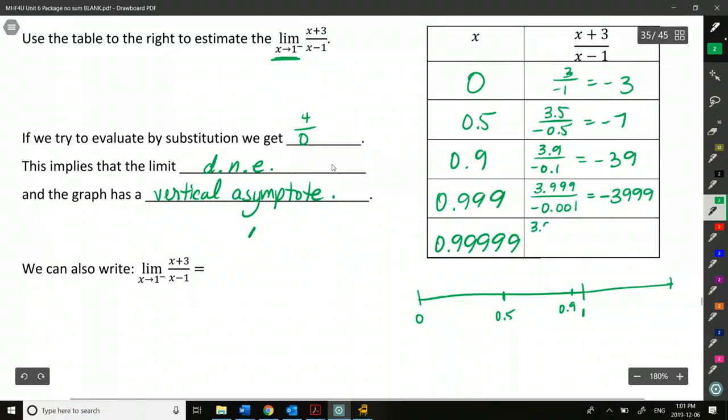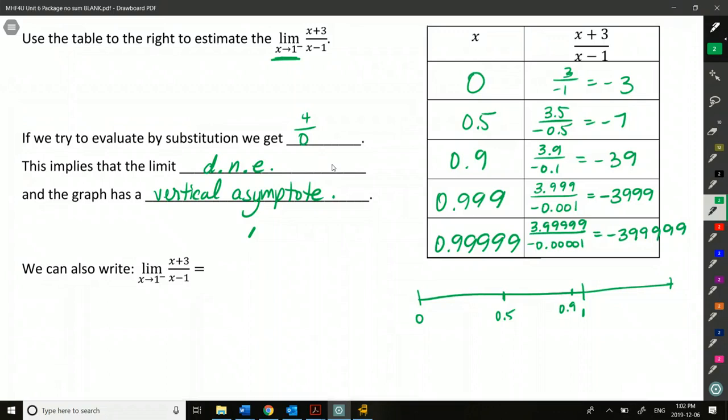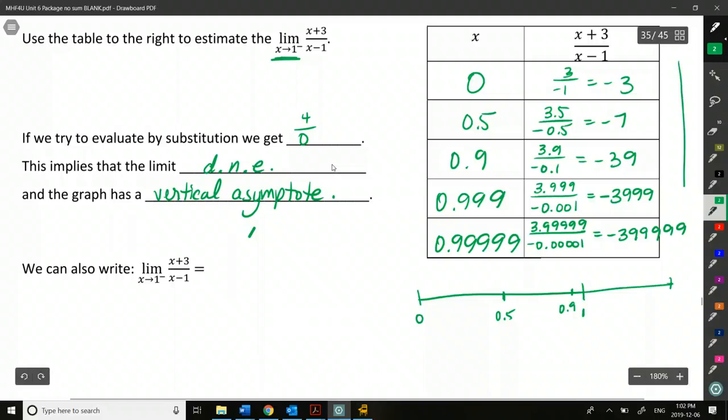Okay, and then similarly, if we plug in with 5 nines, it's negative 399,999. Great. Okay, so I think we can kind of see what's happening here. As I get closer and closer and closer to 1 from the left, what are we approaching here?